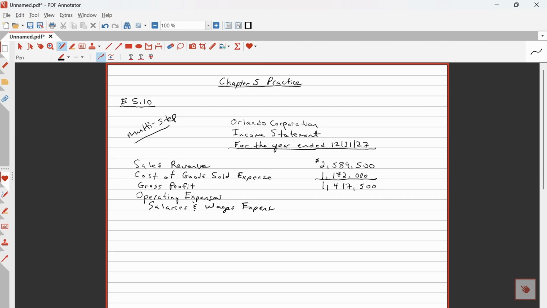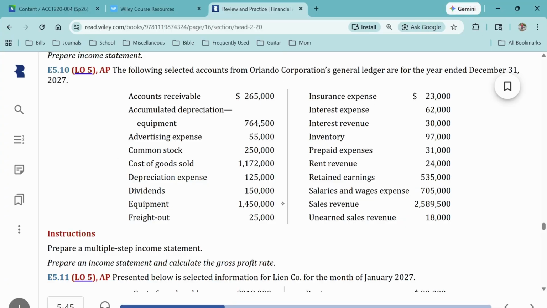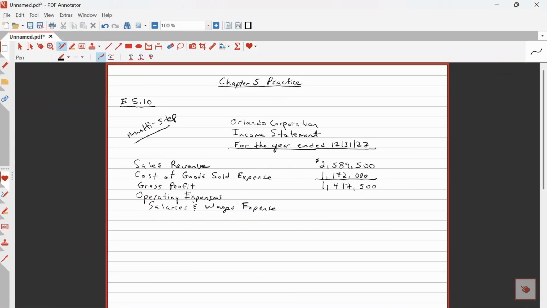All these things that I'm saying have been covered in the PowerPoint, if you look carefully. Multi-step income statement: what's an operating expense, what's not an operating expense? That stuff is talked about.